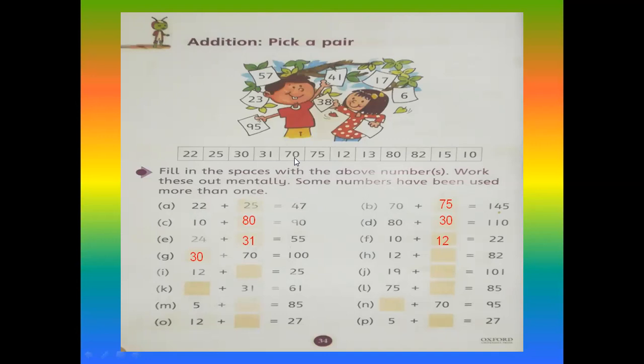Try 70. 70 plus 12: 0 plus 2 is 2, and 7 plus 1 is 8. So it means 70 will come.